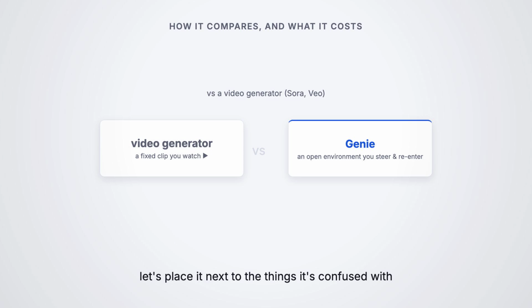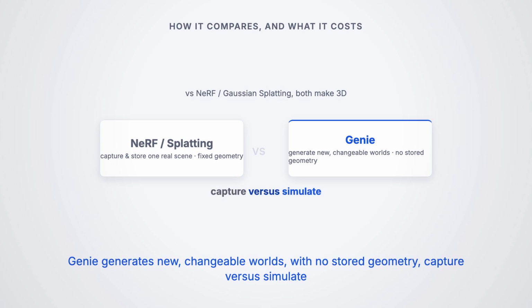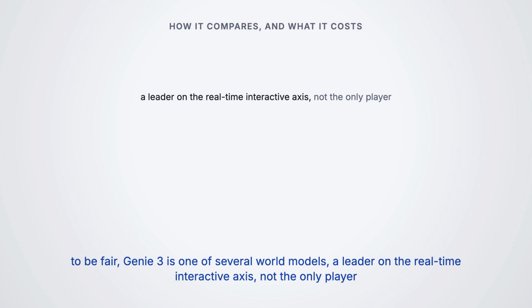Against a video generator like Sora, the generator outputs a fixed clip you watch. Genie outputs an open environment you steer and can re-enter. Against NeRF and Gaussian splatting, both make 3D, but those capture and store one real scene as fixed geometry. Genie generates new, changeable worlds with no stored geometry. Capture versus simulate. And to be fair, Genie 3 is one of several world models, a leader on the real-time interactive axis, not the only player.